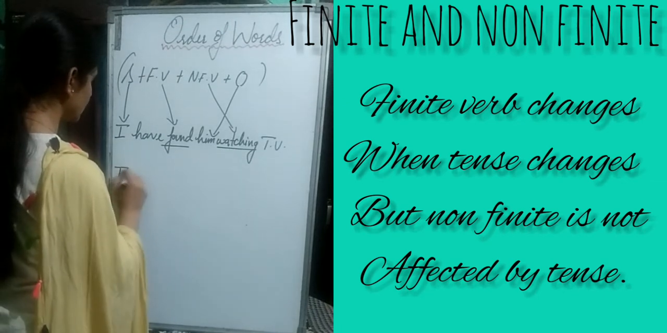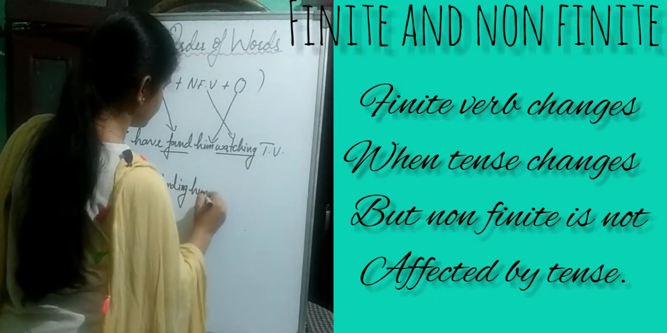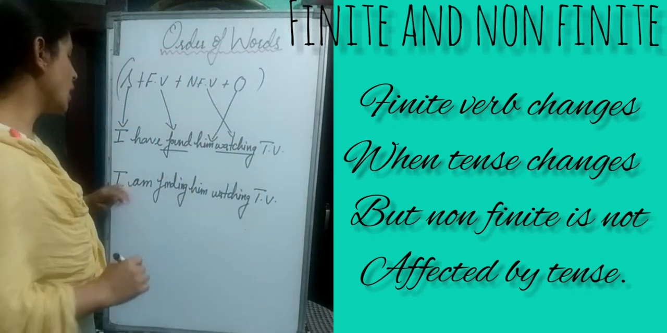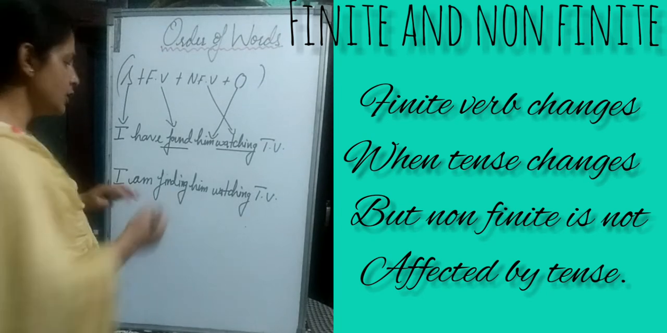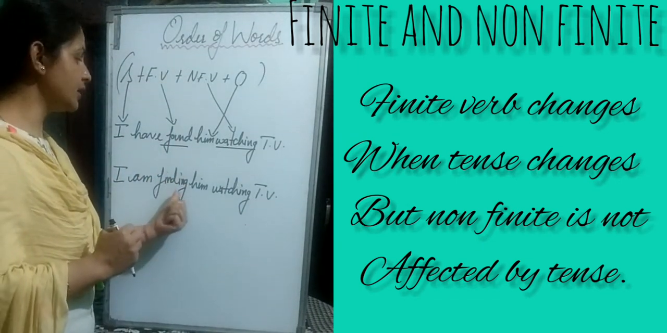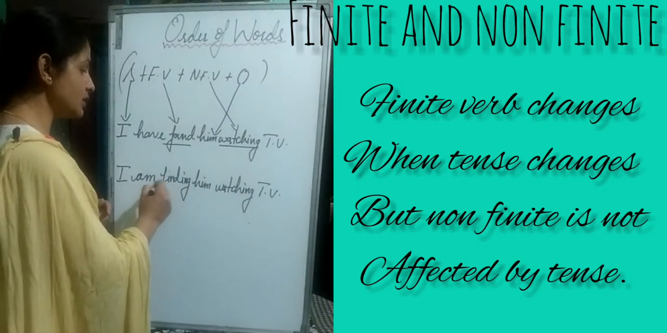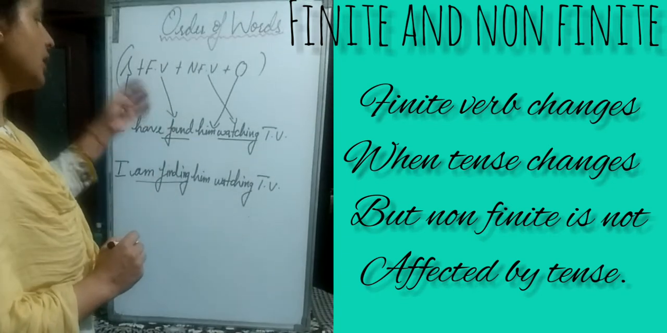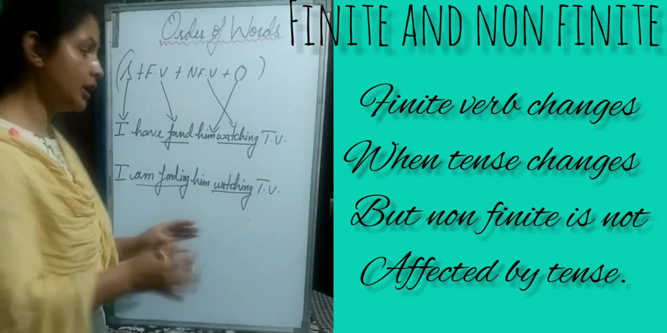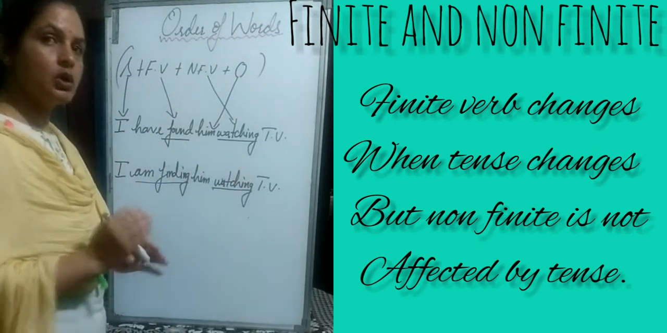Now, I am finding him watching television. Okay, so I am finding, this is present continuous. So as in I am finding, see, ing is added. Here it was the third form. Okay, but here it is find plus ing, that is the fourth form of the verb. So we have used this verb in continuous tense. It means it changes when tense changes, but see, this verb did not change, it remained the same. Okay, so which verb changes? Only finite. There is no change in non-finite verb.